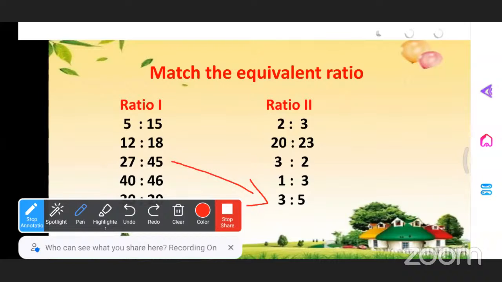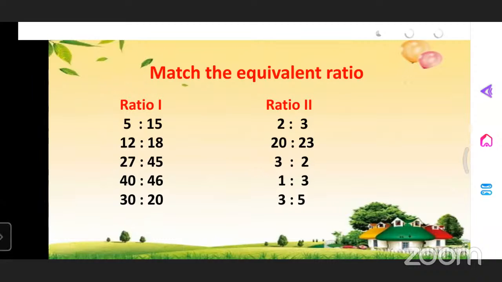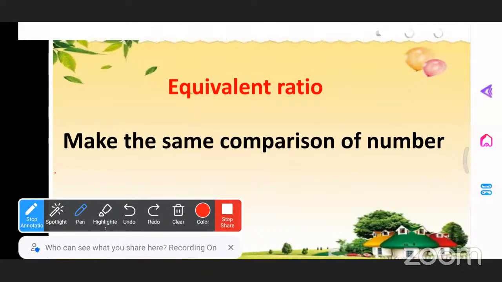And then the fourth one. Anyone find this answer? 20 is to 23. Ma'am, 20 is to 23. Okay, Kana. Both of you, super. Nice try. 20 is to 23. Yeah, correct? Yes, ma'am. Now you see, the last one is 3:2. Okay, Kana.